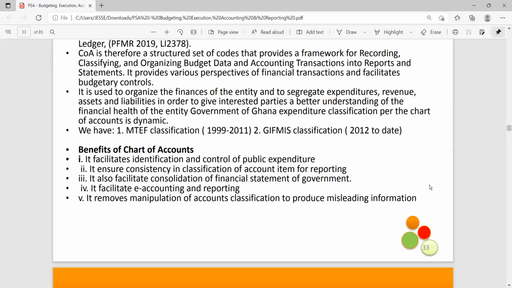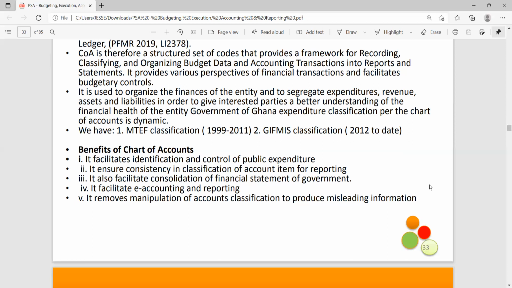It also facilitates what we call e-accounting and reporting, right? When you have this structure to the chart of accounts, you can easily electronically account for items and report. It helps to do that because you have a framework or a structure for recording, classifying, and organizing accounting transactions.